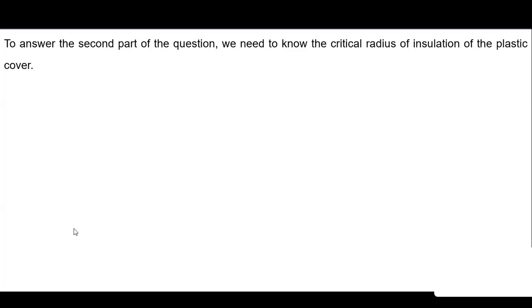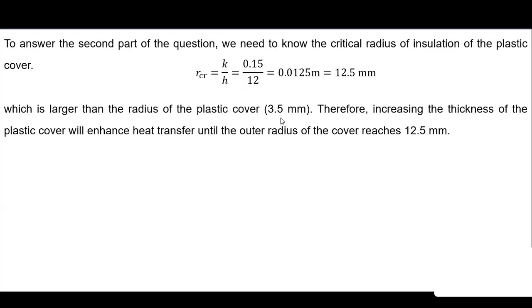In that you will come to know how to solve this type of condition. To answer the second part of the question, what is the effect of doubling the thickness of the insulation on the temperature, we need to know the critical radius of insulation for the plastic cover. The critical radius, k upon h, is 12.5 millimeter. Now what was the outer radius? The outer radius was 3.5 millimeter, and the critical radius is 12.5. It means that the critical radius is larger than the radius of the plastic cover in the current case. Therefore, increasing the thickness of the plastic cover, as it is less than 12.5, will enhance the rate of heat transfer until the outer radius of the cover reaches this value of 12.5. After reaching 12.5, it is definitely going to reduce the rate of heat flow.